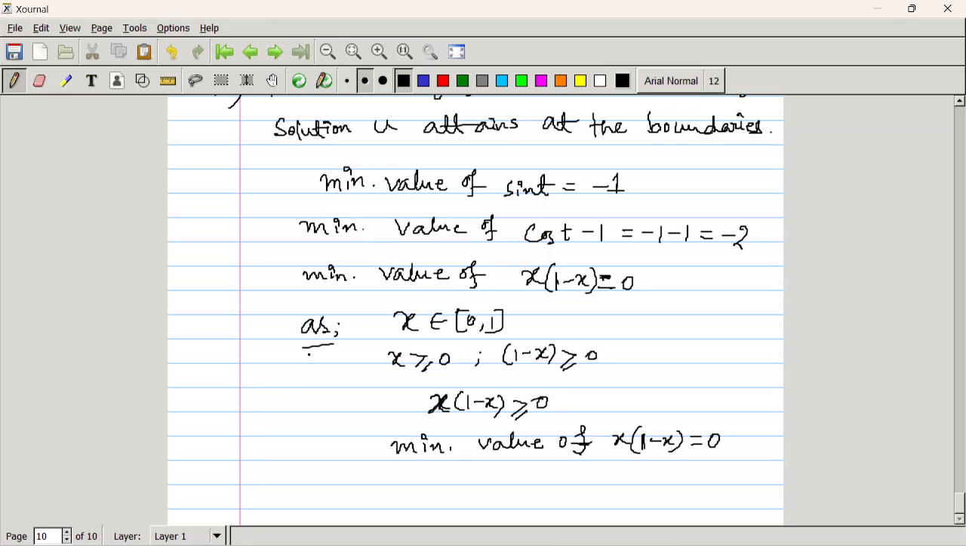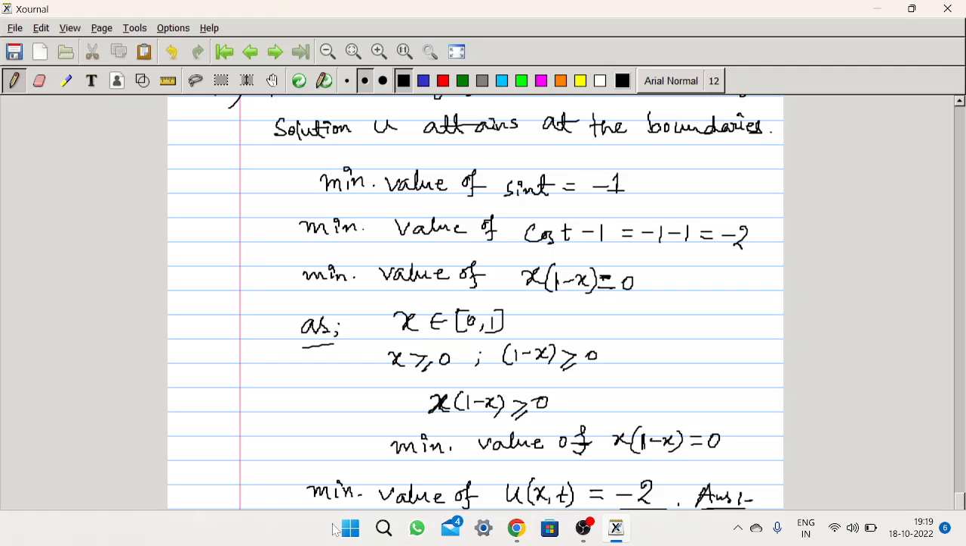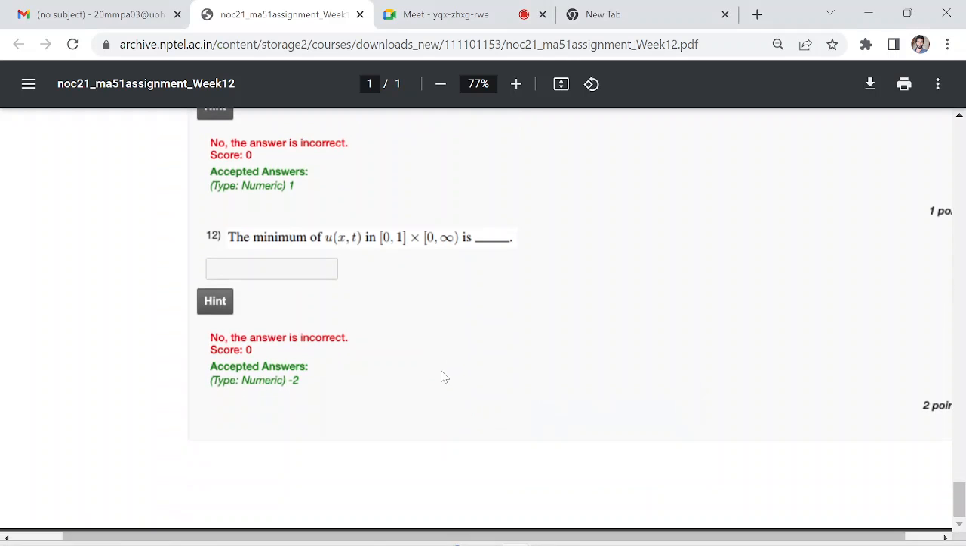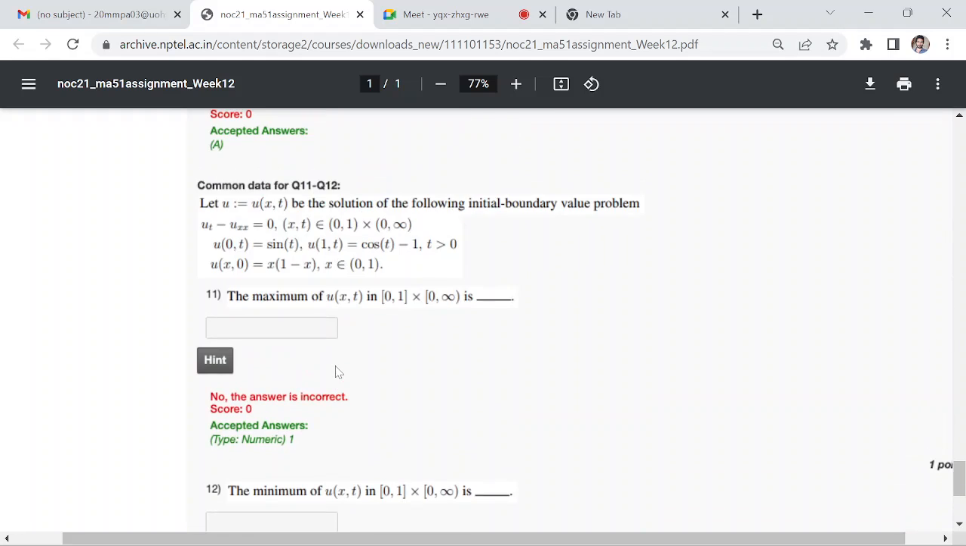So what is the most minimum among these three? Minus 1, minus 2 and 0. The most minimum is minus 2. So my answer is that the minimum value of u(x,t) attains on the boundary, and on the boundary the most minimum is minus 2. So the minimum value is minus 2. This is my answer. Let me show you. The accepted answer is minus 2. So this is the minimum, since the minimum also attains on the boundary.